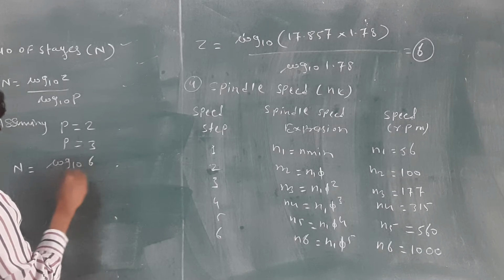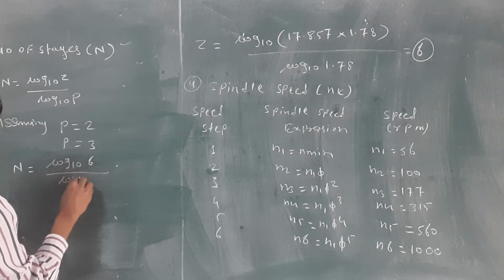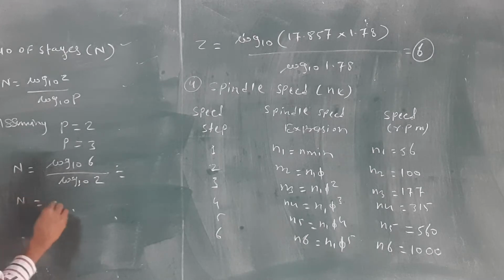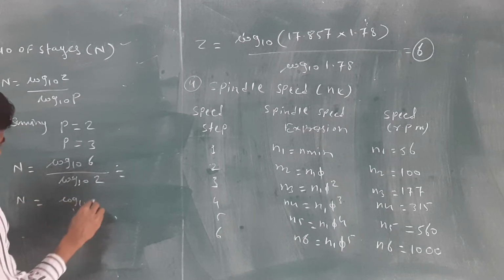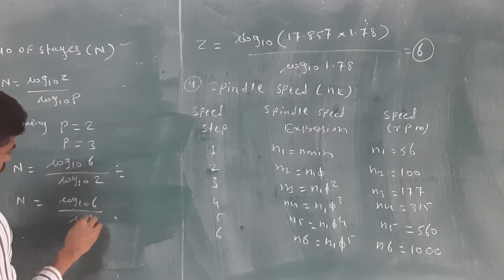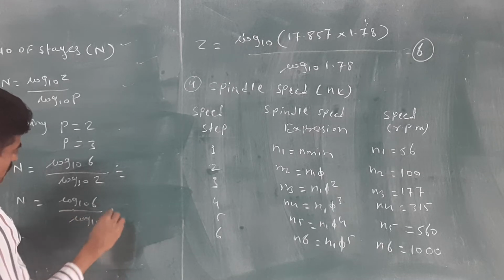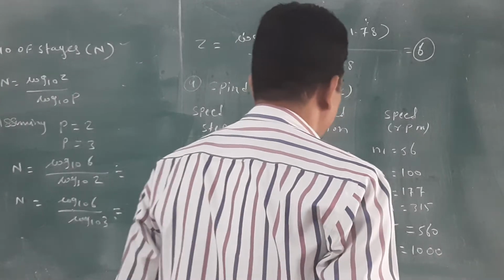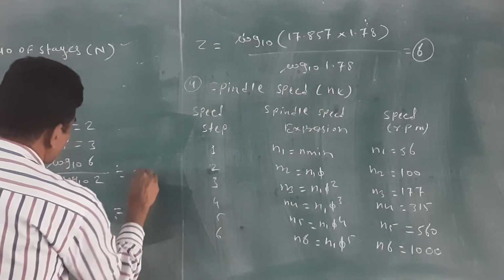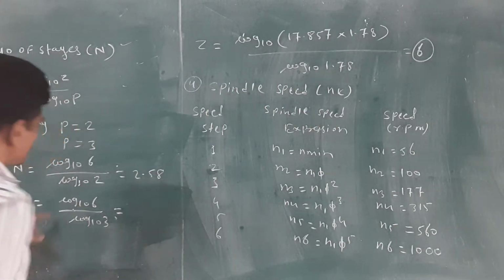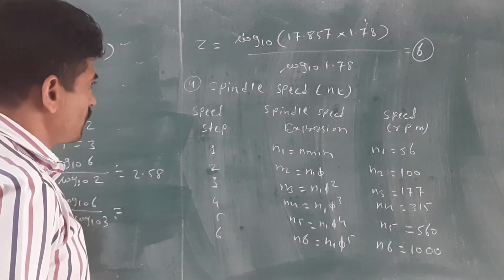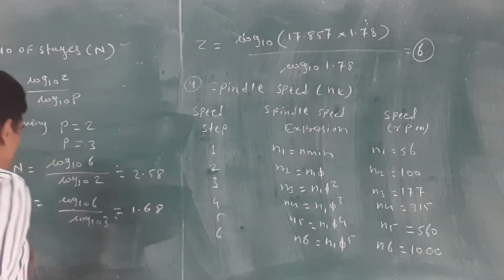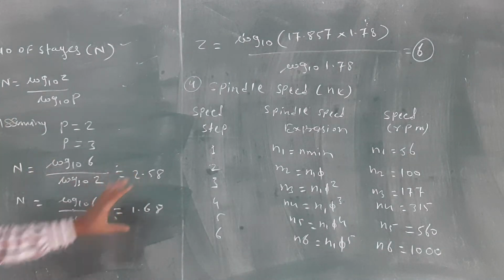N is equal to log 10 6 divided by log 10 3. You will get 2.58. If you put the value of p equal to 2, you will get 1.68. Both answers you will get in decimal places.